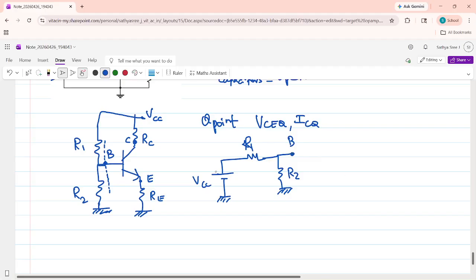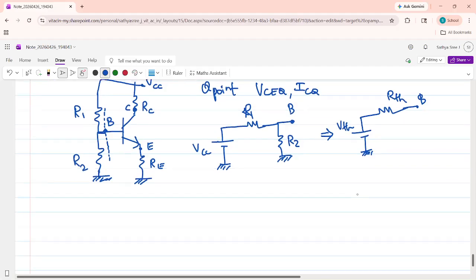So this whole circuit I am going to replace by its Thevenin equivalent. How to draw the Thevenin equivalent? Any circuit can be replaced by a single voltage source and a resistance, which is the Thevenin's equivalent resistance. So this will be grounded. The entire circuit VCC, R1 and R2 is going to be replaced by a VTH and an RTH, and this is the point B. So now we have to calculate VTH and RTH.